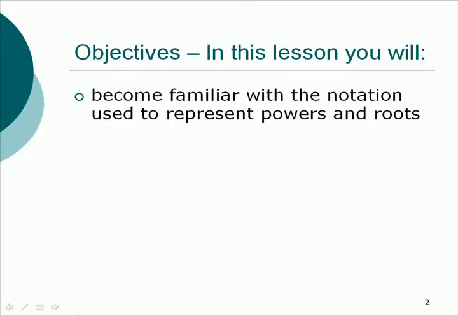So, two main objectives today. The first one is, I want you to become familiar with the notation used to represent powers and roots. There's a couple of different ways that you can write powers and roots. I want you to be familiar with both ways and know exactly what they mean and how to work it on your calculator, how to use your calculator.